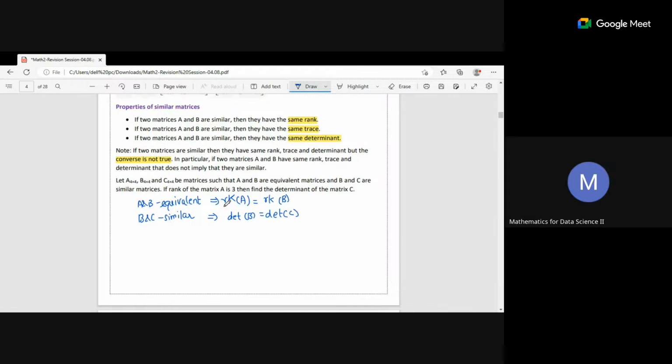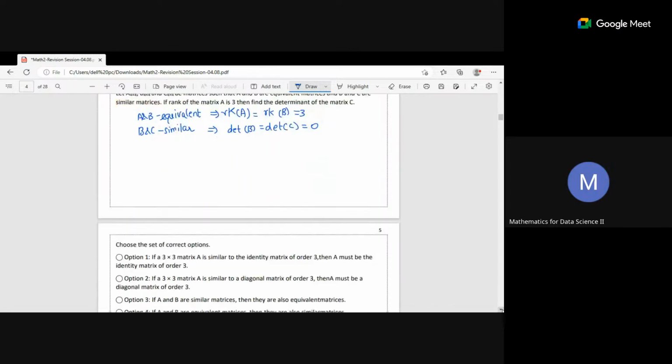Now what is the rank of A and B? It is given as 3. If rank of B is 3, what can you say about the determinant of B? It is 0. Right? Because it is a 4x4 matrix and it is not full rank, the determinant is 0. Okay, is it fine? Yes, ma'am. Okay, fine.